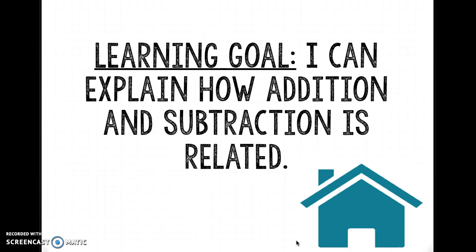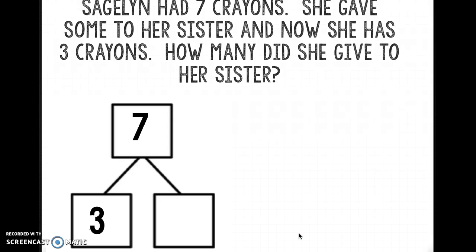Our learning goal was to say, I can explain how addition and subtraction is related. I want you to think of their house. Think of the number bond. That's what makes them related. We're going to try one, and this one you're going to be doing in your math journal. Okay, I'm going to read the problem. We're going to do part of it together, and then the rest you're going to do by yourself.